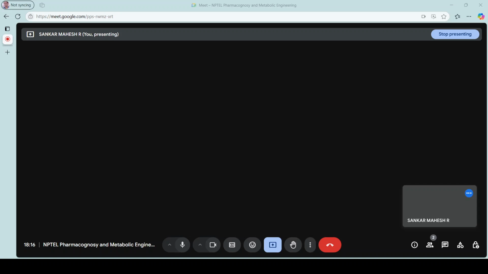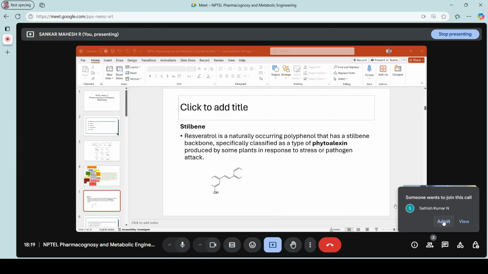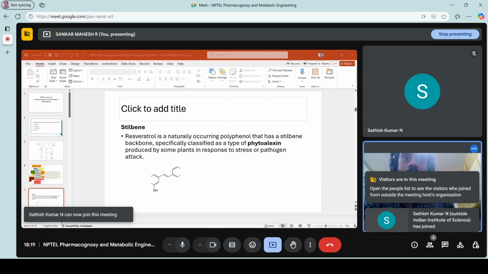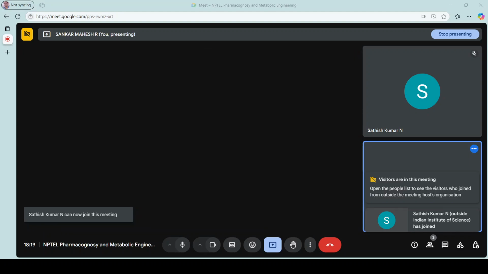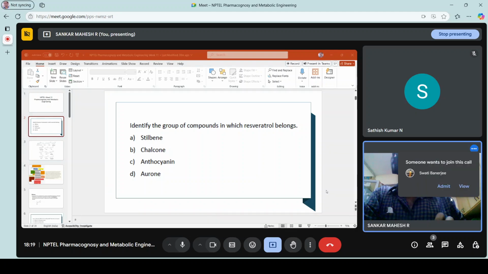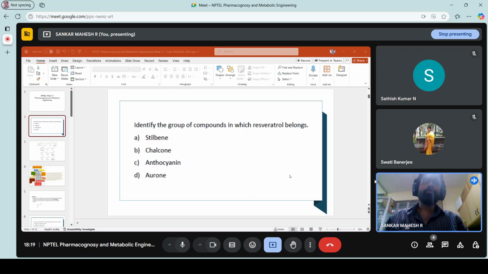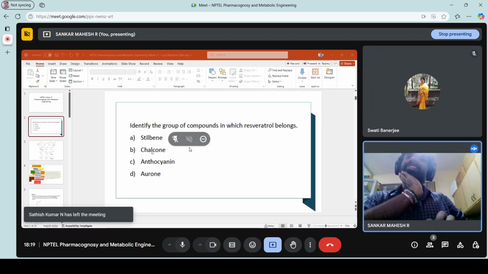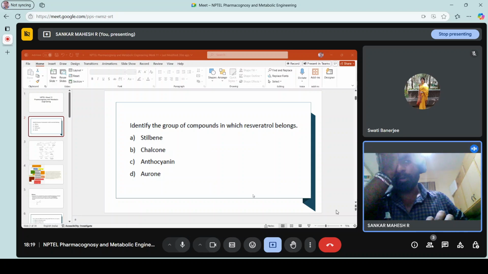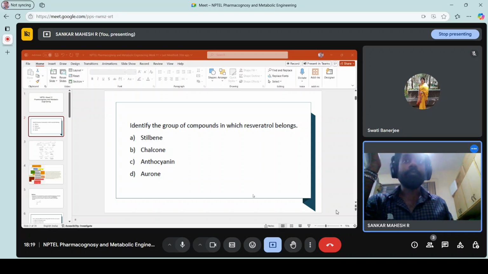Yeah, we are looking at the first question. Identify the group of compounds in which resveratrol belongs. The four options are given here: stilbene, chalcone, anthocyanin, and orone. You can take a couple of minutes to think about the question, and then we'll discuss structurally what is the difference and then classify it.